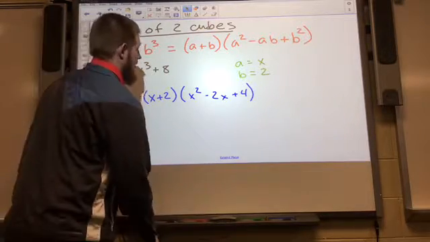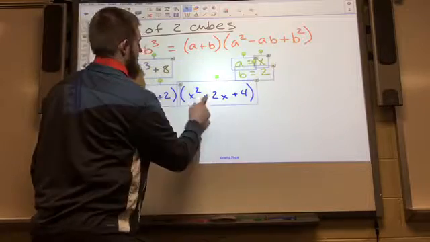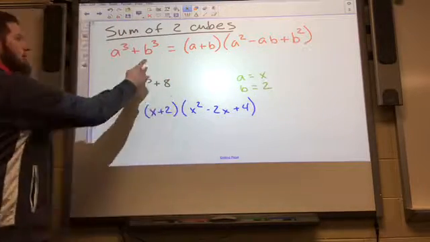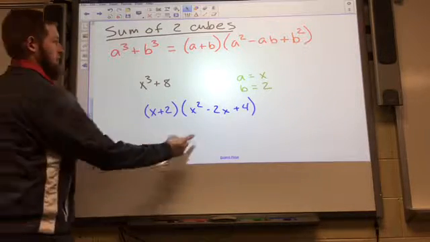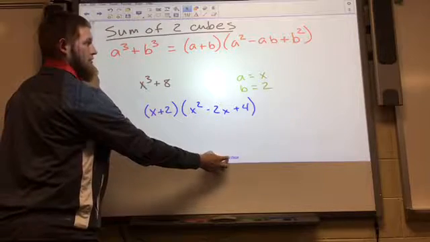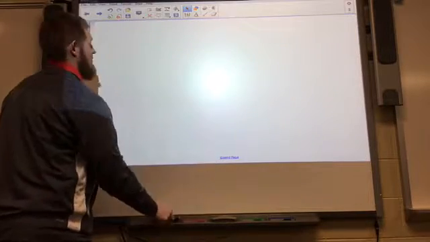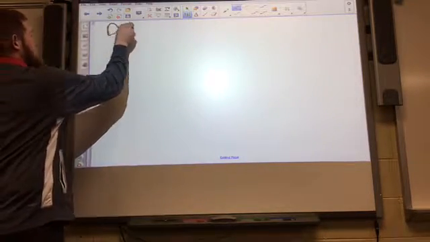Now, is there any easy way to memorize this? Anybody see one? Let's do the difference of two cubes and see if we can find a pattern, okay? So, everybody have this down? Okay, let's go to the difference of two cubes.